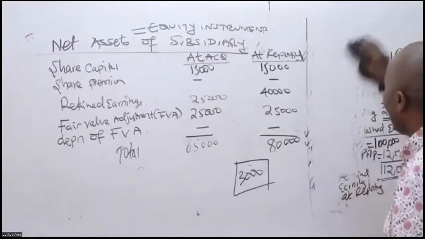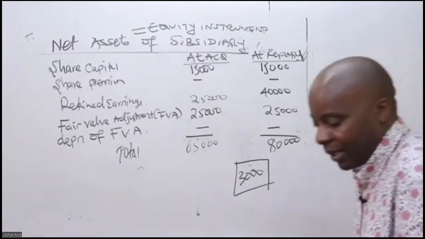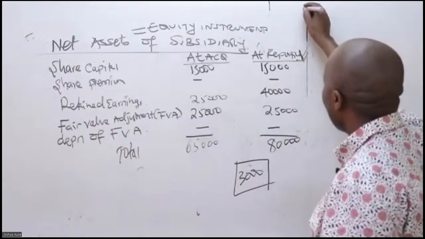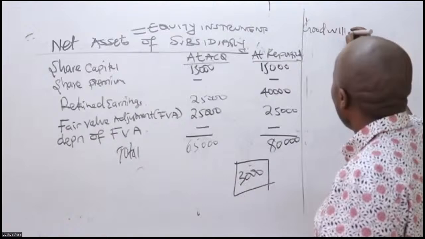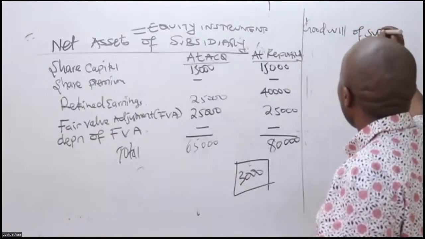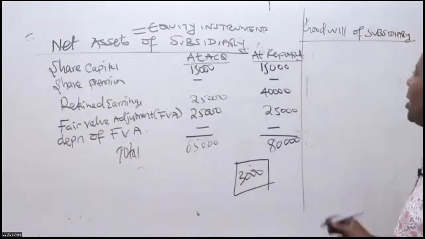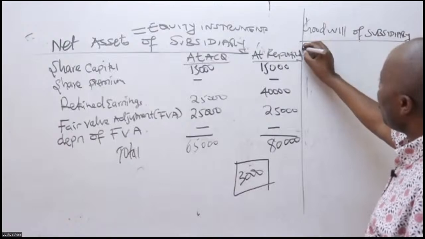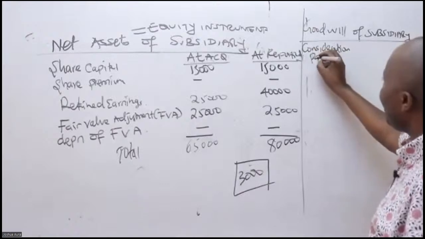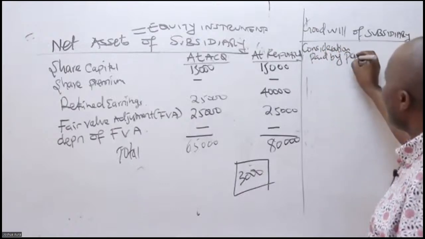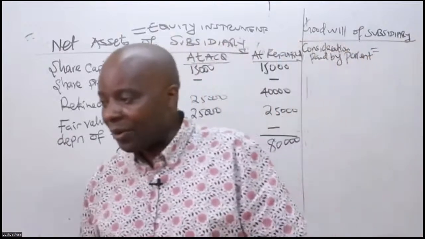The goodwill calculation. Come and give us the last step before you consolidate. Calculate goodwill of the subsidiary. For goodwill of the subsidiary, you start with the consideration paid by the parent. Is there anybody who is able to give me this figure? The consideration that was paid by the parent.